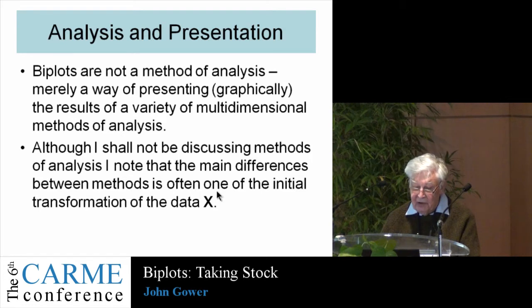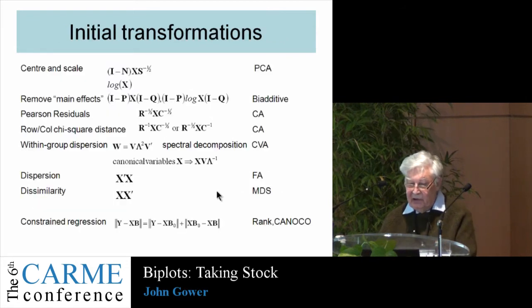So I've just said I'm not going to talk about methods of analysis, but I note that the main difference between methods is often one of the initial transformation of the data X, which is the sort of thing that Paul Horst was doing. Now here is a slide which you don't have to take in detail, but these give you some common initial transformations. In principal components analysis, of course, you center the data and often normalize it. You may just log it, which is an alternative if the data are all positive. You can remove main effects from a two-way table.